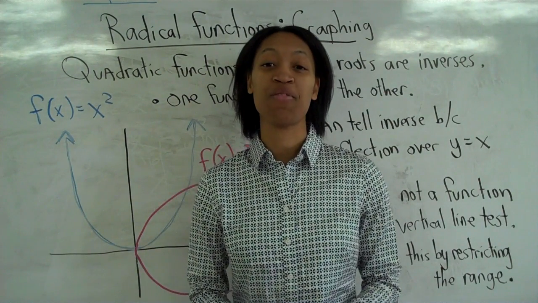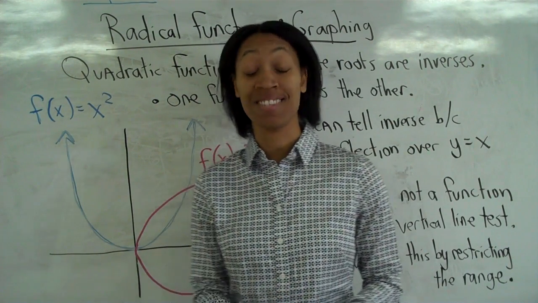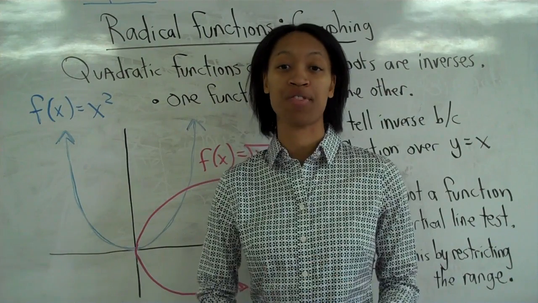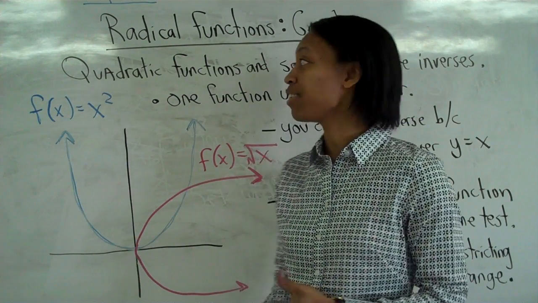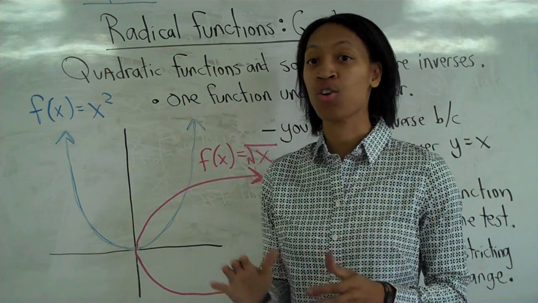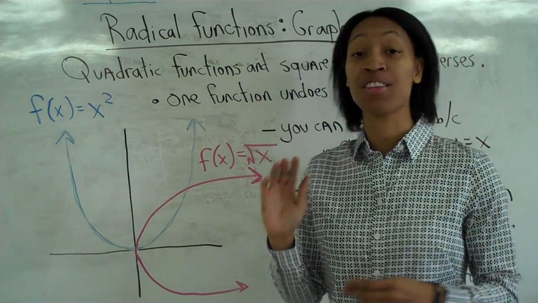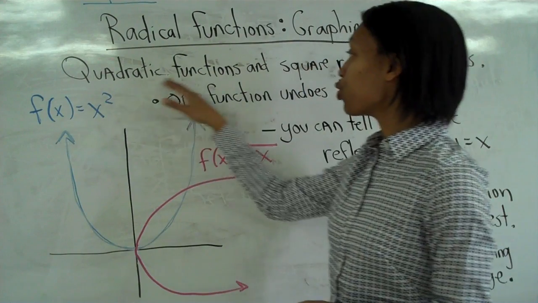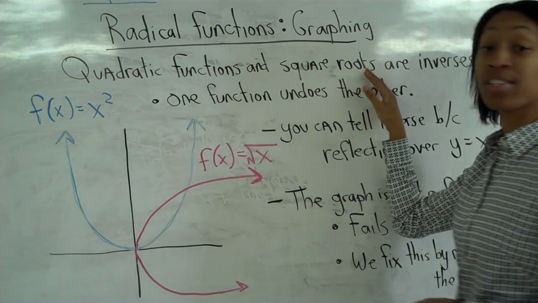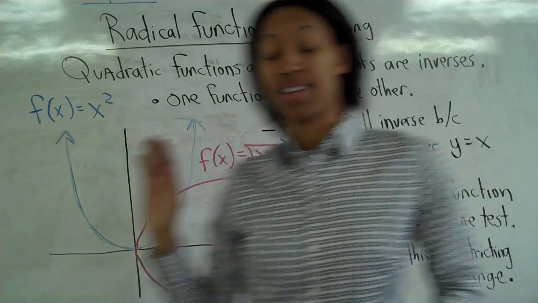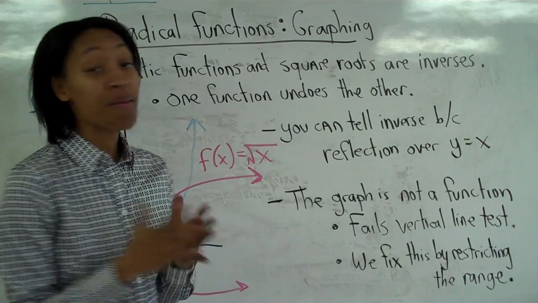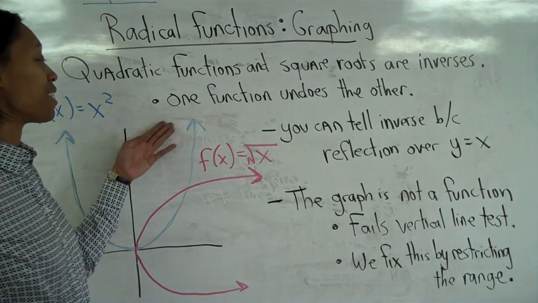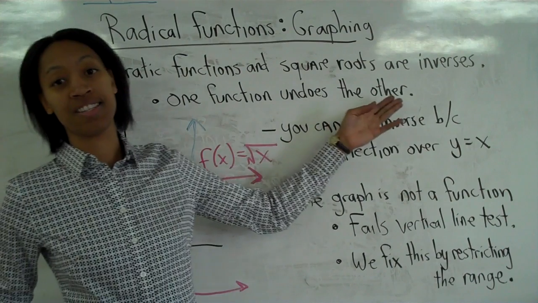Hello students, this video is about radical functions and today we're going to be focusing on graphing them. Now the first thing I'd like you to know about these is that radical functions are the inverse of quadratics that we've already been studying. So quadratic functions and square roots are inverses. What I mean by the fact that they're inverses is that one function undoes the other.